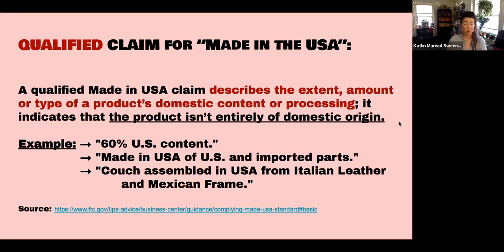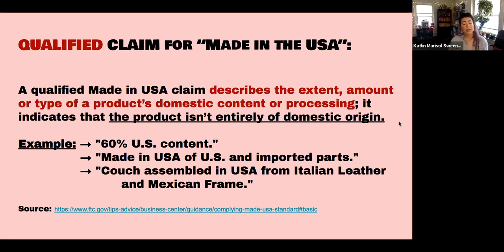Now, what's important about qualified claims for made in the USA is that it indicates that the product isn't entirely of domestic origin. So it's relatively upfront about the fact that part of what you're buying was made in the US, but part of it was not in terms of the materials, okay? So we can see that with 60% US content, we're getting a percentage or degree to which US content or materials is included in the final product.